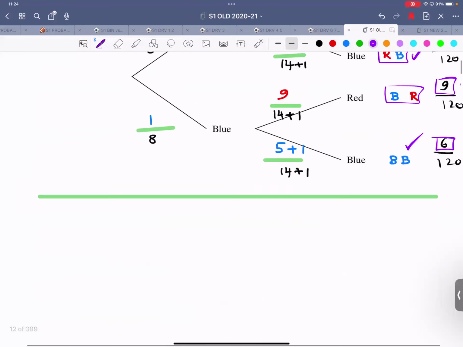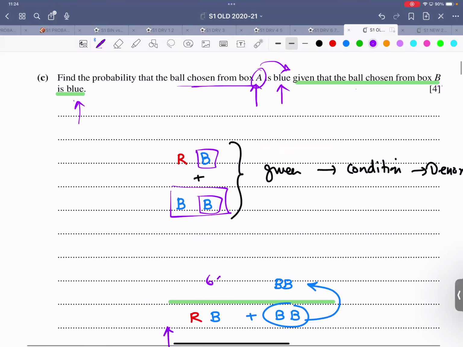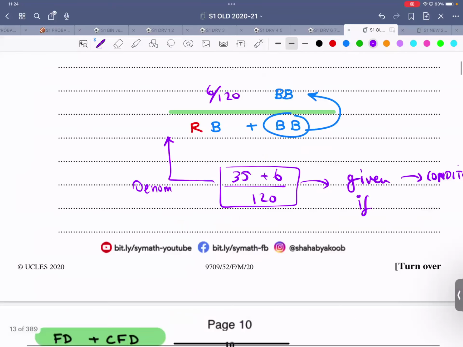So blue, blue is which one? Blue, blue is this one. That is 6 over 120. Now look at the working. We have 6 over 120 divided by, how much is that? 35 plus 6, 41 over 120. So therefore, 120, 120 would cancel out and we are left with 6 over 41. Answer in the exact form.